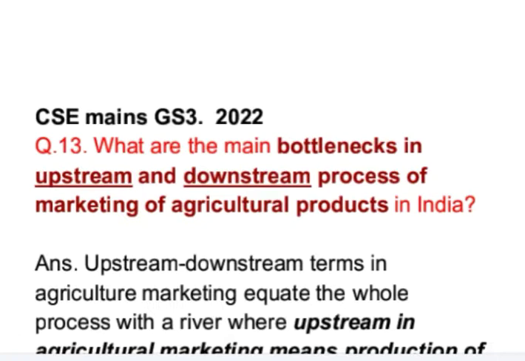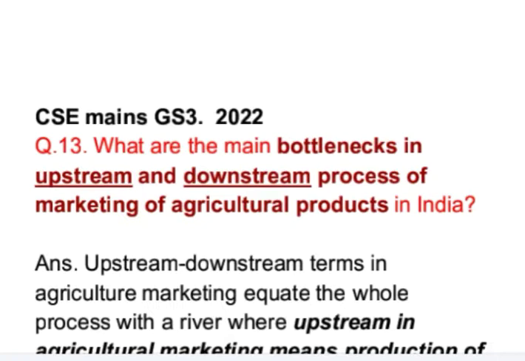In this question, the chain of agricultural marketing has been compared to a flowing river. In a river, upstream means the side from which water is coming. Water in a river is ultimately coming from its place of origin. And what is the place of origin of agricultural items? It is the agricultural fields where farmers cultivate the crops. So the bottlenecks or problems at production level fall under upstream process.